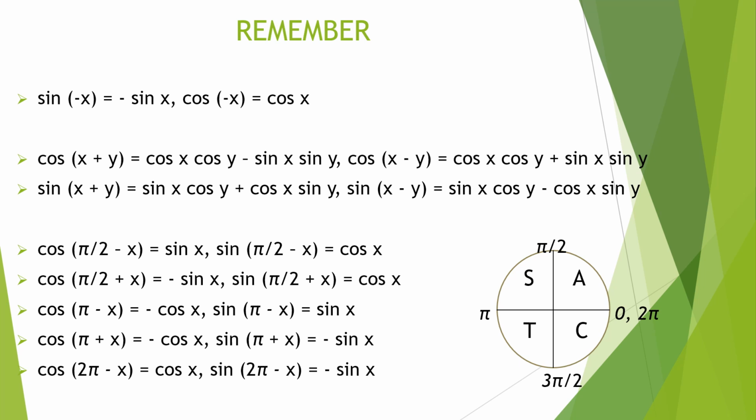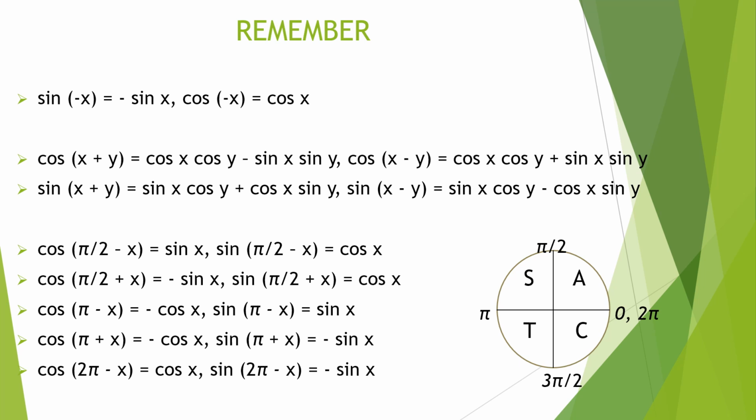So in the second quadrant cos is negative. So cos of pi minus x is minus cos x. But sine of pi minus x is sin x, because sine is positive in the second quadrant. Cos of pi plus x means it will be in the third quadrant. So cos of pi plus x is minus cos x, because in the third quadrant sine and cos both are negative. Again sine of pi plus x will be minus sin x.